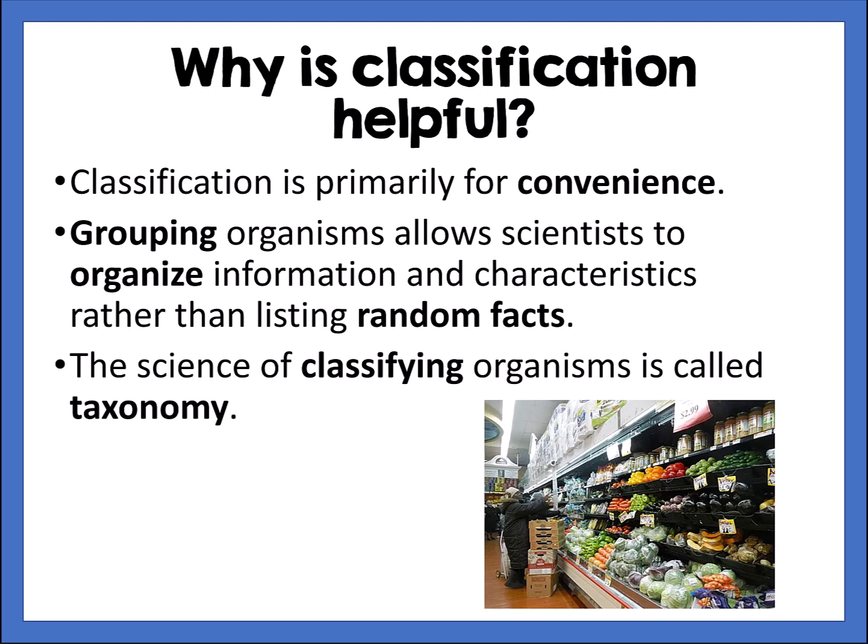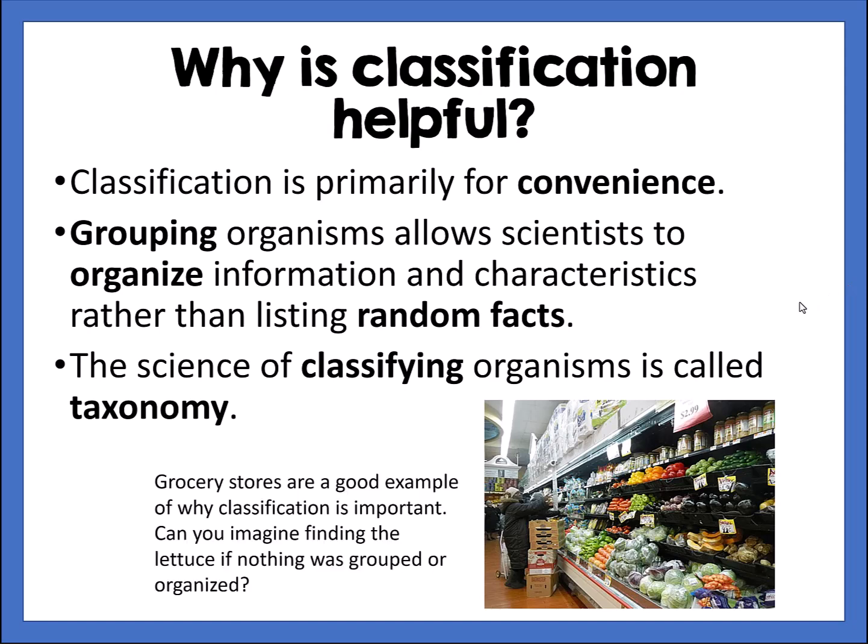The science of classifying organisms is called taxonomy. So here's an example of why taxonomy and classification would be important. Imagine going to a grocery store and trying to find the lettuce if nothing was grouped or organized. So by classifying all of the vegetables into the produce section, you can know exactly where you can find that lettuce.